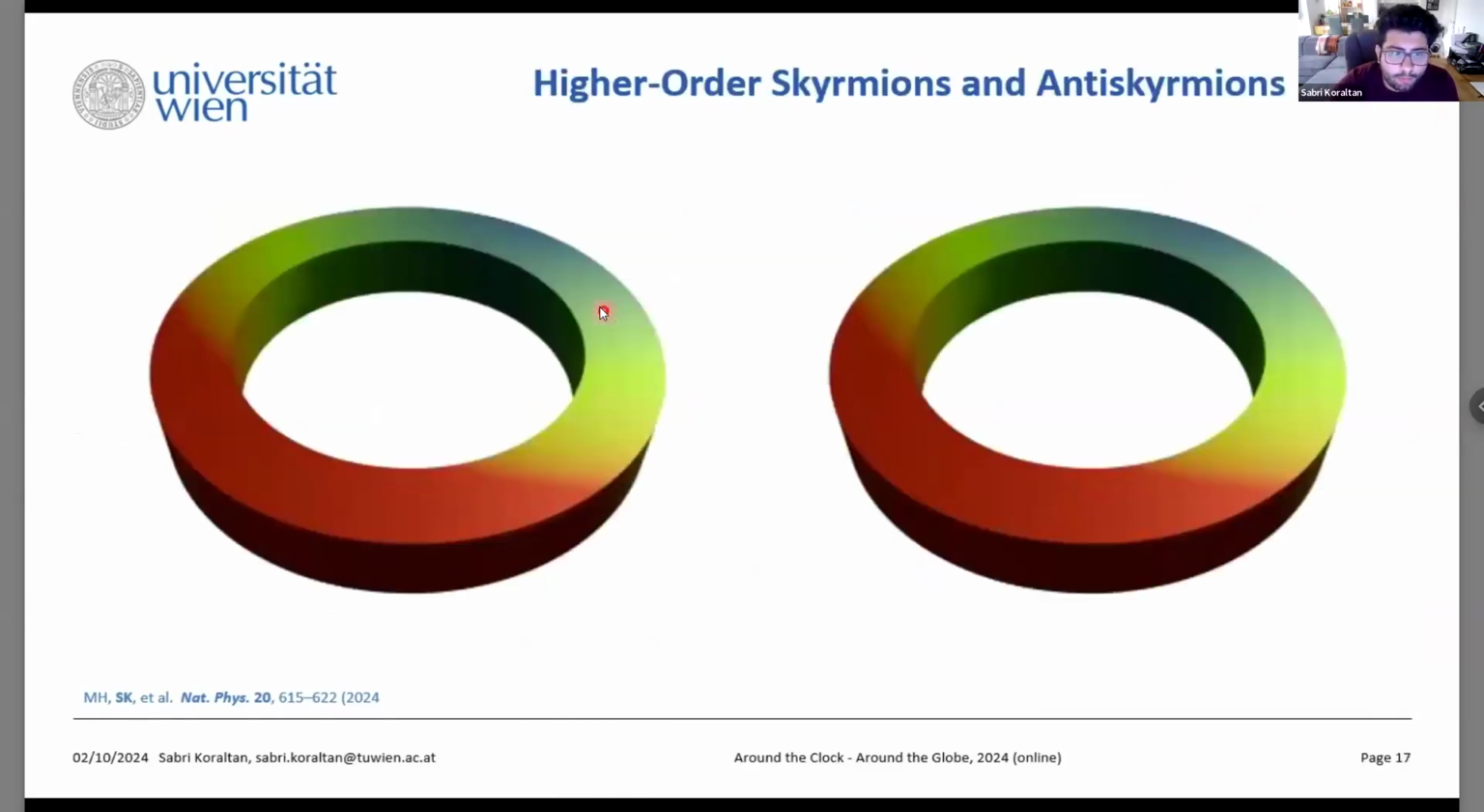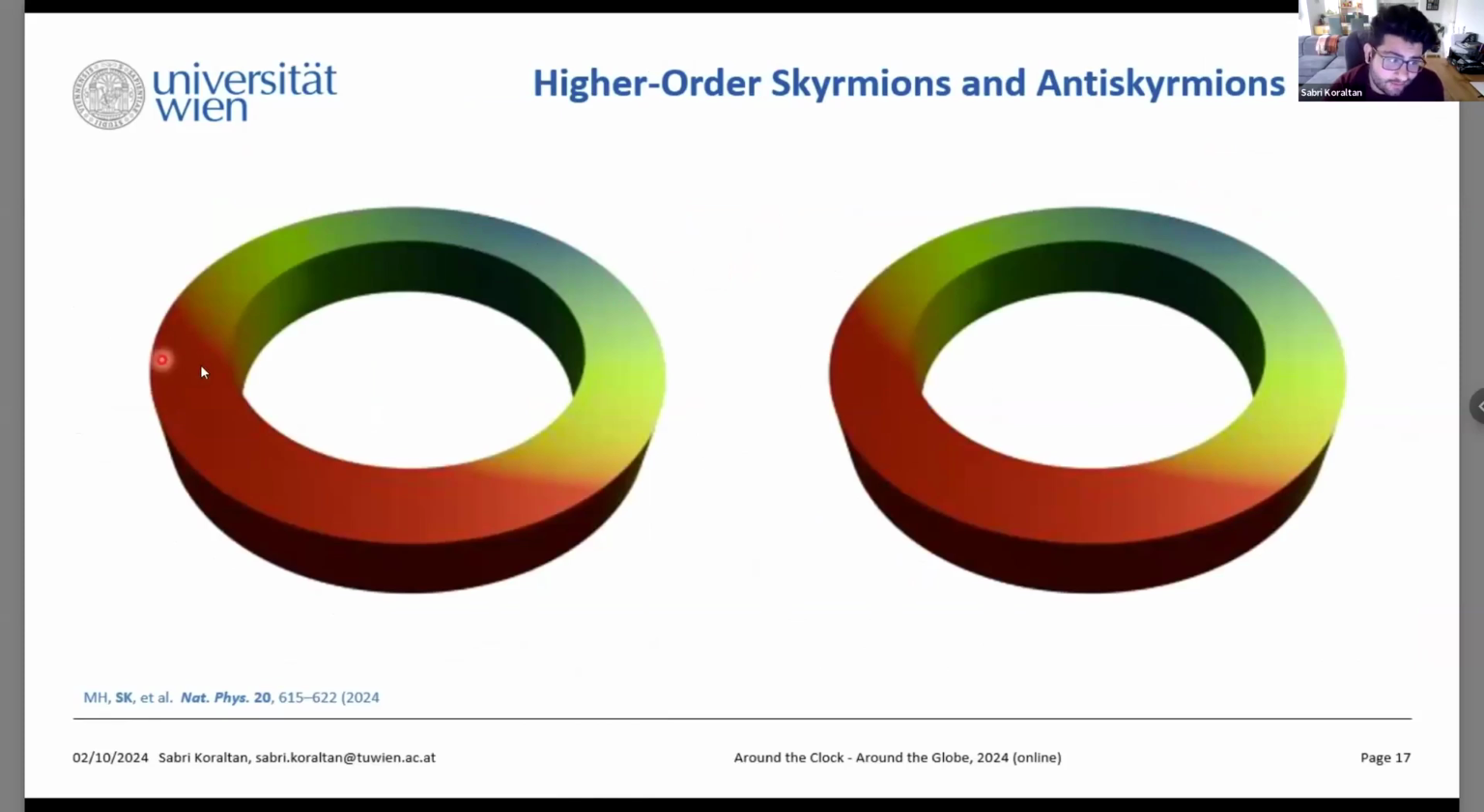And when we compare this concept of higher order skyrmions with topology itself, I came up with a simple illustration, so we can understand what it means to have higher order skyrmions. So consider now these donuts as topologically trivial.